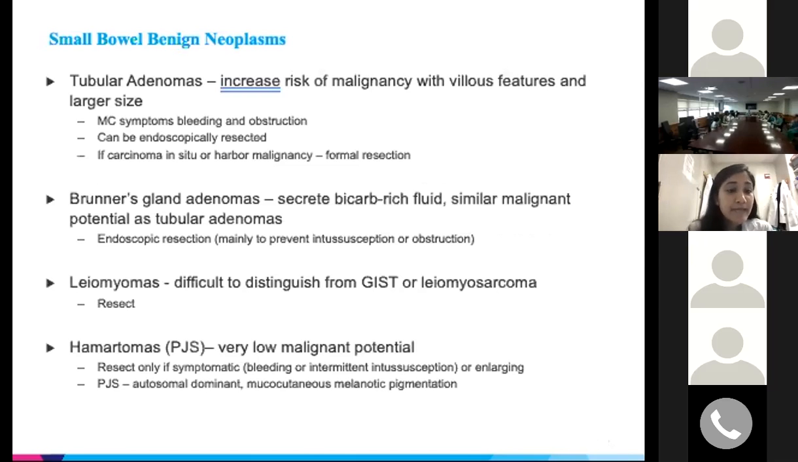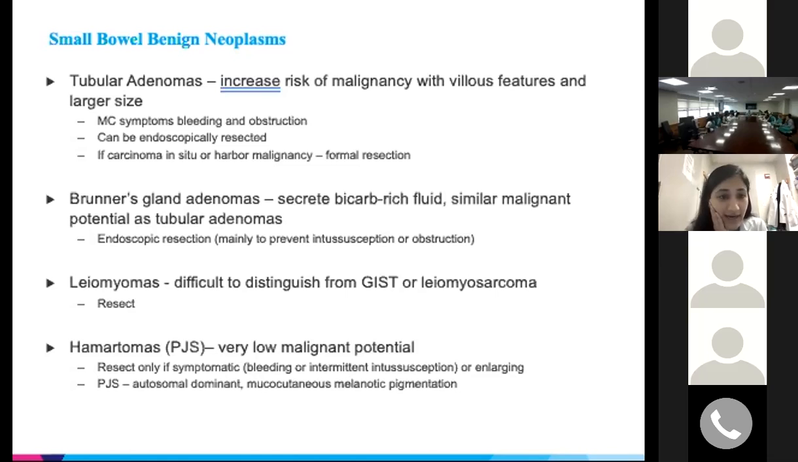So small bowel benign neoplasms. Small bowel tubular adenomas, similar to colonic tubular adenomas, are benign, but they have an increased risk of malignancy with villous features and larger size. The most common symptoms include bleeding and obstruction, and they can be endoscopically resected, but if they're found to have carcinoma in situ or harbor any malignancy, then a formal resection is required.